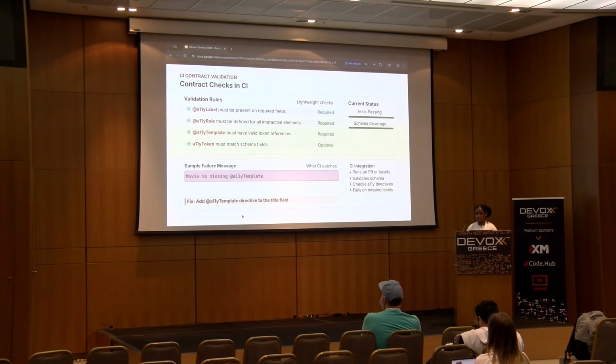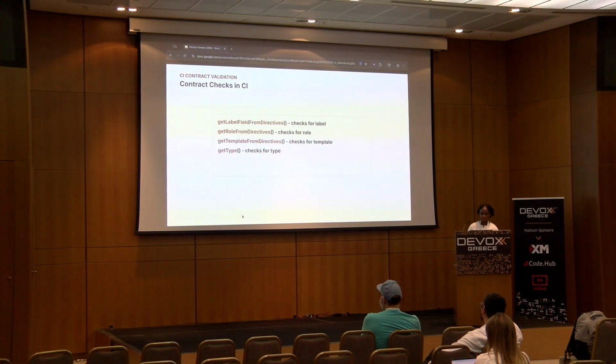Locally is probably easier for you to catch them earlier on in your workflow. It validates your schema, it checks for the accessibility directives, and it fails on missing labels. So these are the functions that check for each of the directives and for the type. Like I said, you use the abstract syntax tree to make sure that those directives are present in your schema.